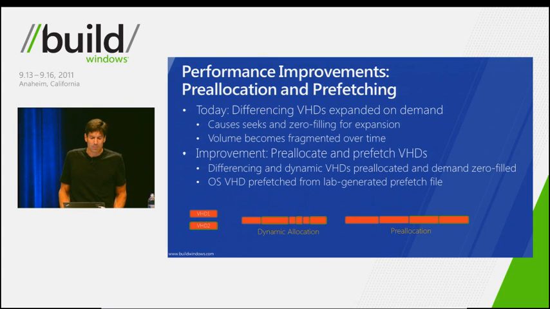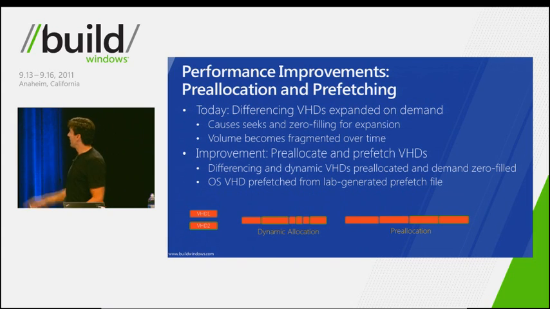But another performance improvement we're going to make is that today, this differencing VHD on top of the OS is dynamically grown. If you've got multiple VMs booting at the same time, which happens when a blade first boots, you're going to see fragmentation of the differencing VHDs. You're going to see disk seeks as the file gets extended, and extending a file in Windows is a relatively expensive operation.